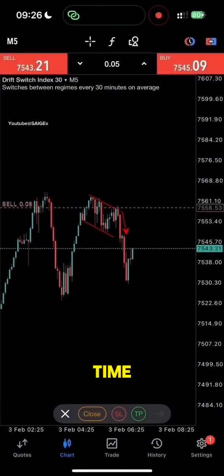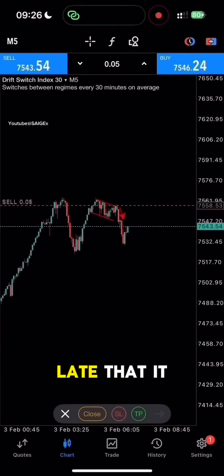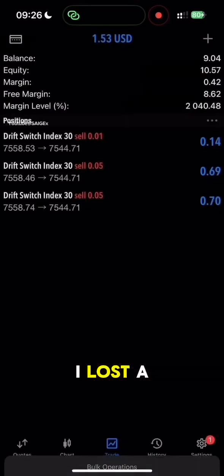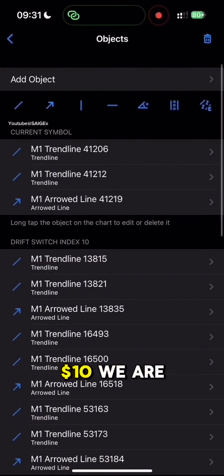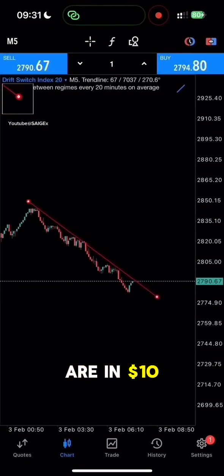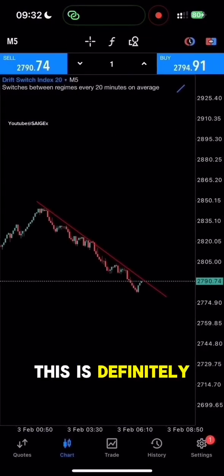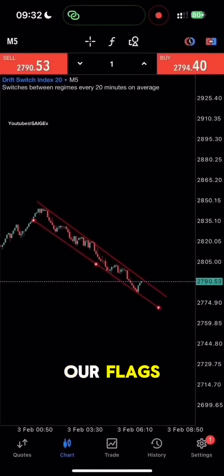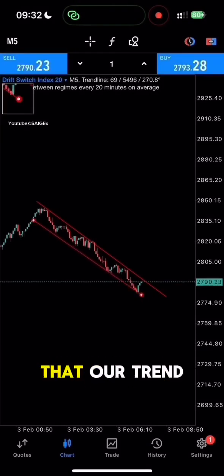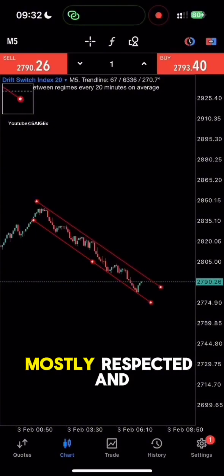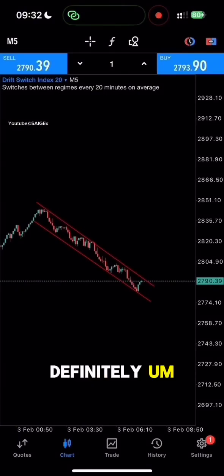So without wasting time, I'm sure you have seen that it went down, but I was a little bit too late and it started to reverse a bit. I lost a little bit of profits, but from $9 we are at $10. We're at $10. So this is good. This is definitely good. We're identifying our flags. This one has even more points touching the trend lines, so we definitely know that our trend will mostly be respected, and the economy would definitely go well.